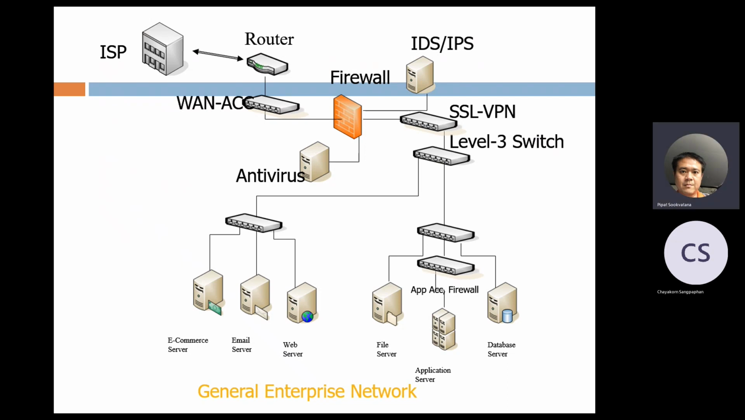Firstly, we have the ISP connected by fiber optics to the gateway router. To the gateway router, we normally have the firewall. After the firewall, we normally have IPS/IDS.